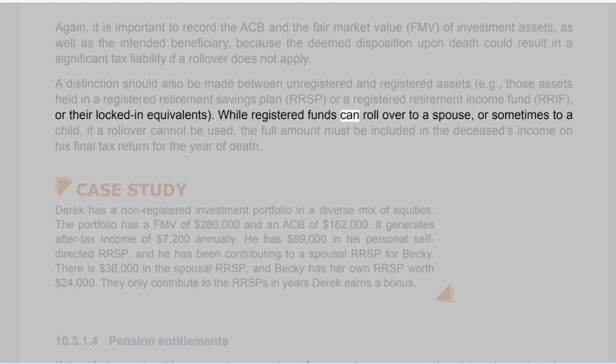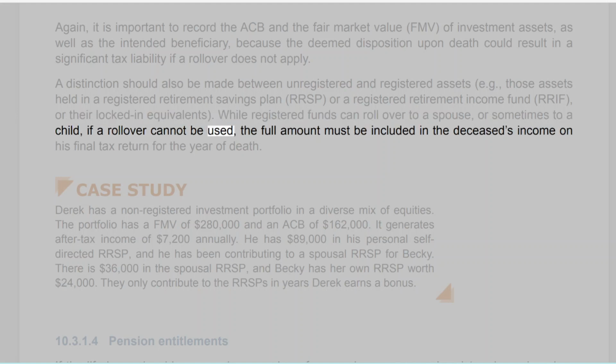While registered funds can roll over to a spouse, or sometimes to a child, if a rollover cannot be used, the full amount must be included in the deceased's income on his final tax return for the year of death.